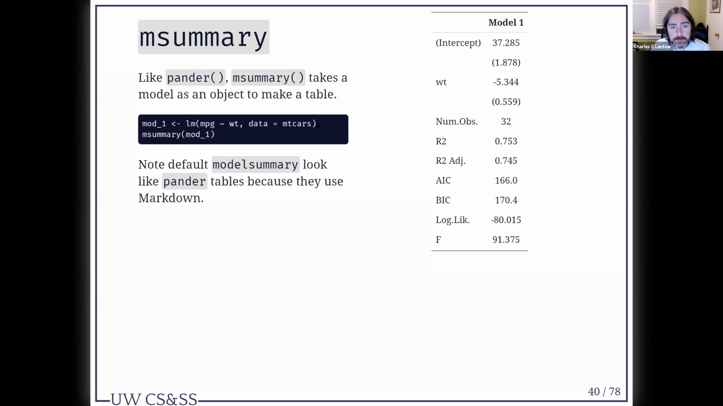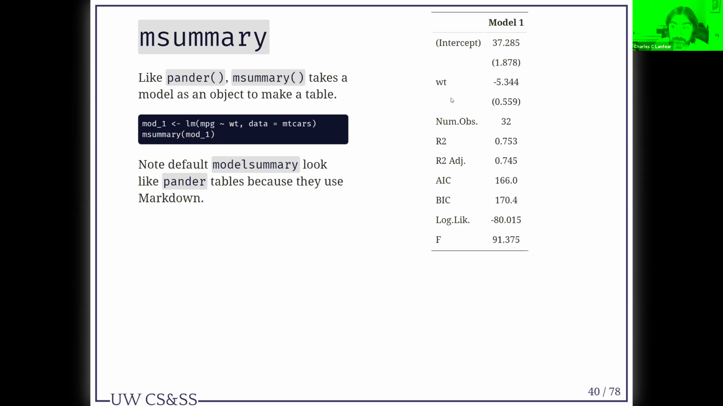So if I fit some type of model like this, lm of mpg on weight using the mtcars dataset, I could say modelsummary of this model object. Okay? It's going to spit out a really basic looking table like this. By default, it's going to have the parameter estimates, the number of observations, and a bunch of fit statistics. Okay? This actually looks a lot like a Pander table.